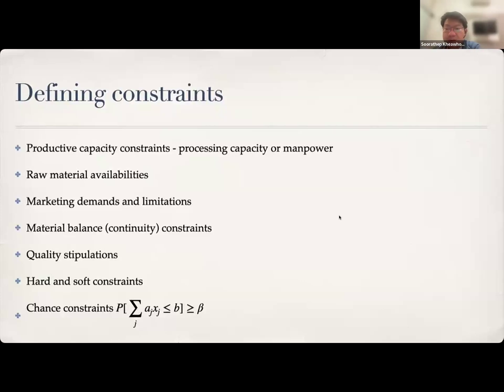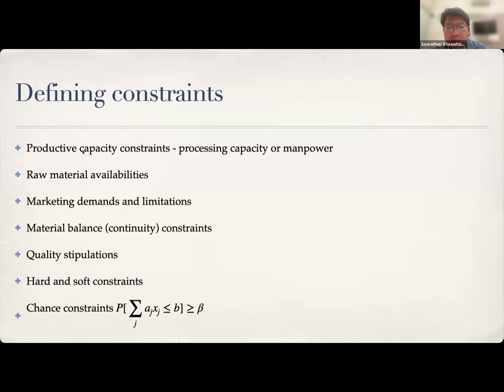And the next one is defining constraints. Remember that in the standard form of an optimization problem, we have constraints, right? Equality and inequality constraints. We have several ways to deal with constraints. If your problem involves productive capacity constraint, processing capacity or manpower, in this case, it can impose the inequality constraint. Most of the cases it is inequality constraint.